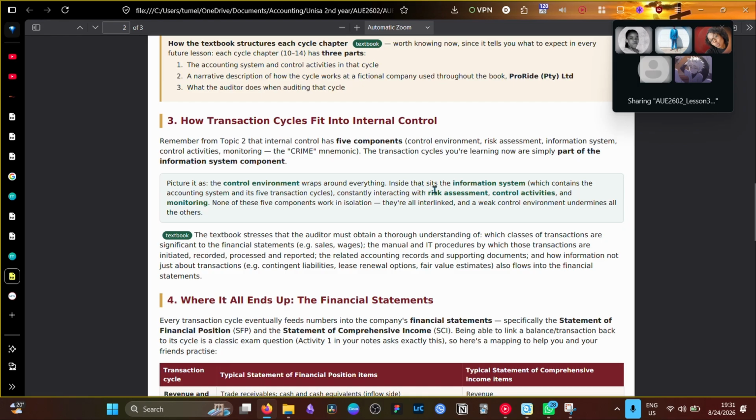Inside that sits the information system, which contains the accounting system and its five transaction cycles, constantly interacting with risk assessment, control activities, and monitoring. None of these five components work in isolation. They are all interlinked, and a weak control environment undermines all the others.